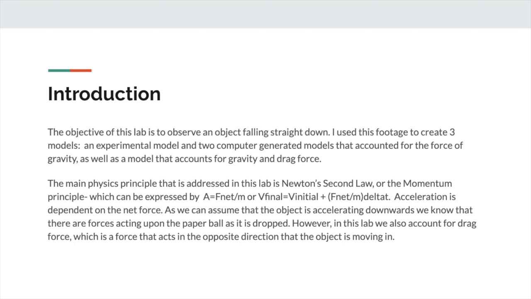The main physics principle that was addressed in this lab is Newton's second law, or the momentum principle, which can be expressed as acceleration is equal to net force over the mass. From this, we have a basic understanding that acceleration is dependent on the net force, and in this specific situation, we can visually assume that the object is accelerating downwards as it is being dropped, so we know that there are forces acting upon the paper ball. In this lab, we are trying to find out what that force is. As we already have the force of gravity, we are trying to find the force that's moving in the opposite direction, which is drag force.